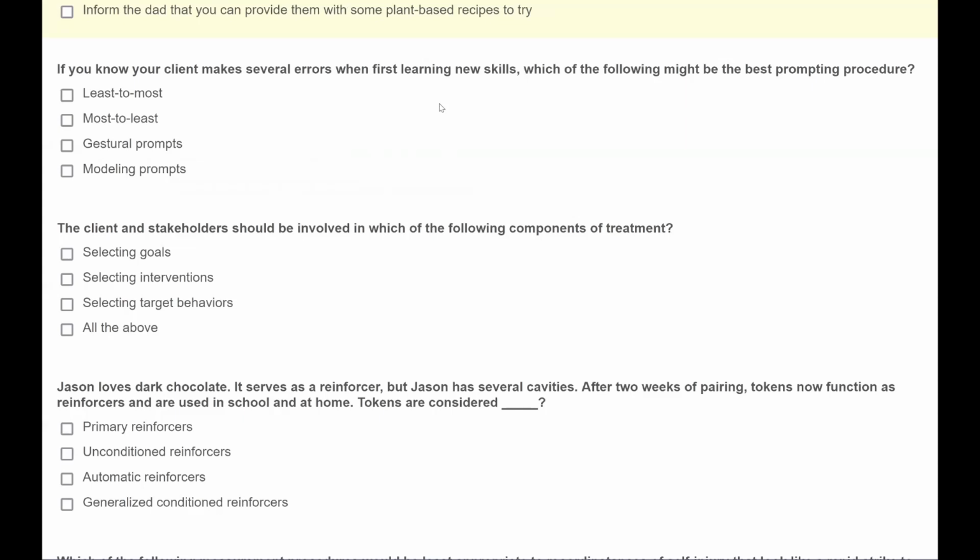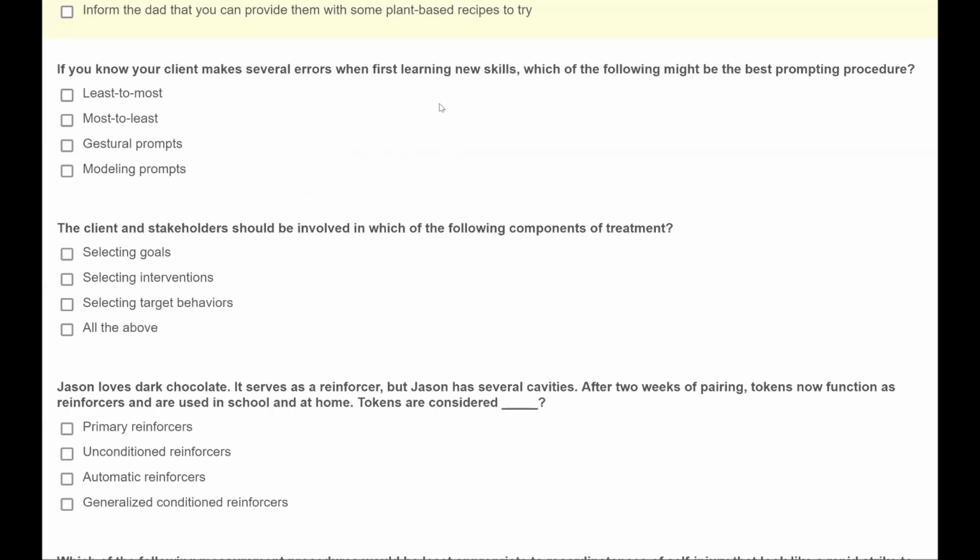A good exercise to do as you're studying for the RBT exam is to try to answer questions with the answer choices covered up. What it will force you to do is actually critically evaluate the question. We're not just diving into the answer choices, we're actually thinking about it. So in this case, we know our client makes several errors when first learning new skills. How are we going to prompt?